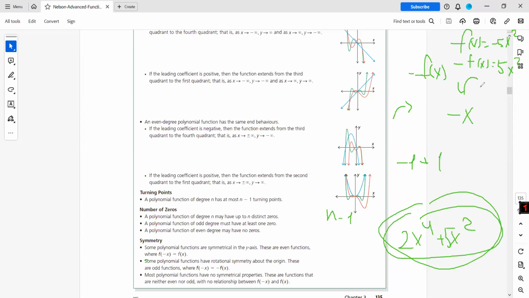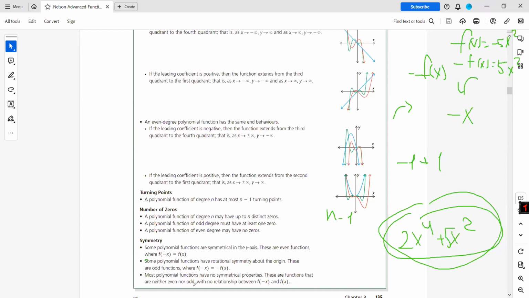This is an example of a non-symmetrical function over the origin, and it's reasonable because quadratic functions are not symmetrical over the origin. They're symmetrical over the y-axis. Most polynomial functions have no symmetrical properties.